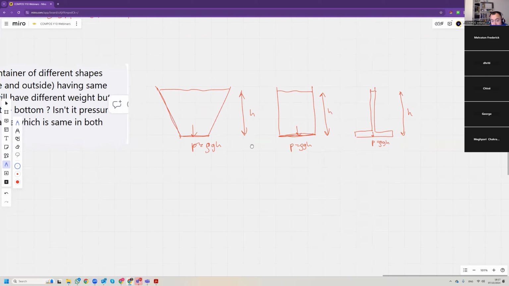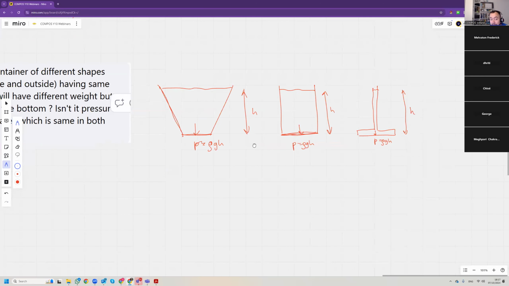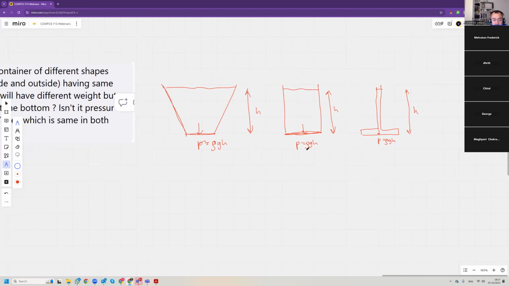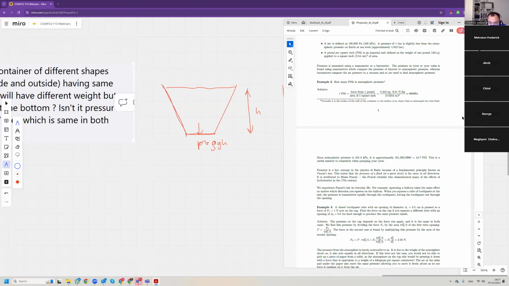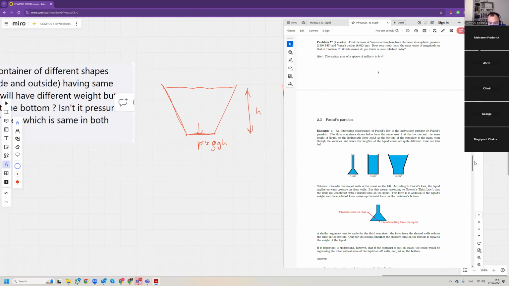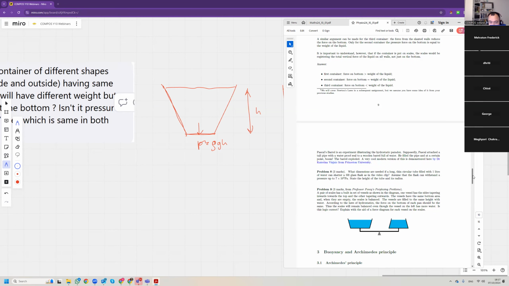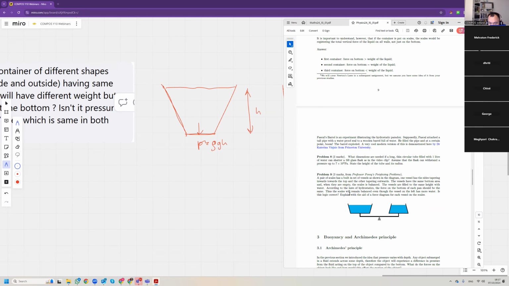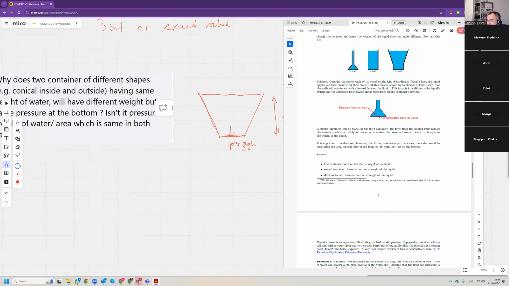So that's a tough question, right? Honestly, it is tough. I think one of the examples talks about it. Yeah, Pascal's paradox, example 4. So the solution is in example 4. So the answer to problem 9 is sort of given in example 4.